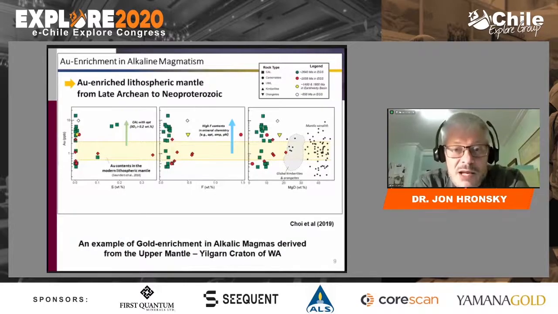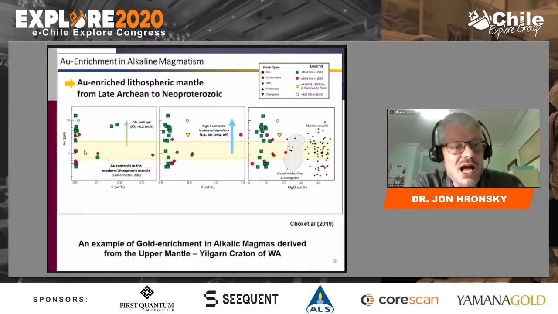We have got quite a bit of evidence that alkalic magmas have a background gold enrichment. So here are some samples from the Yilgarn craton of Western Australia, which is a very gold mineralized area. And you can see that multiple generations of alkalic magmas, which are being extracted from this mantle source, are quite anomalous in gold, all the way up to about 10 ppb. So we're looking at a concentration of gold something like 10 times the background.